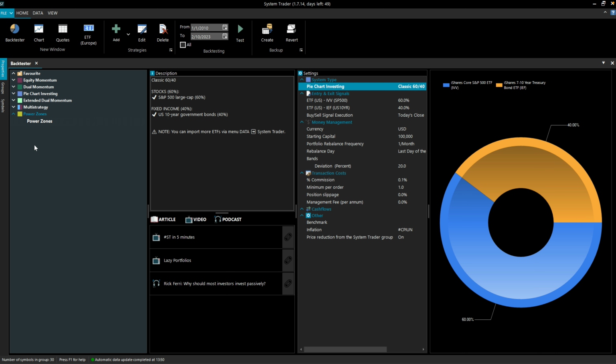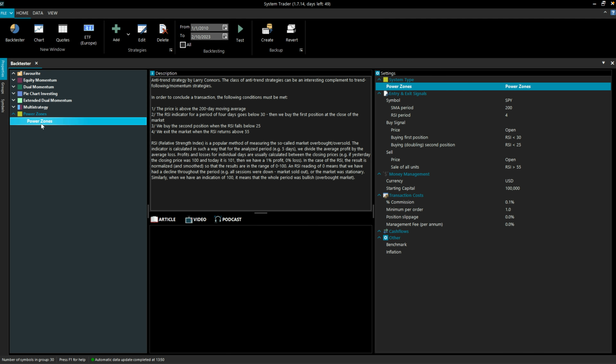And now power zones. This is a totally different strategy. It's a short-term strategy, not a long-term strategy or lazy strategy like all the previously described strategies. And it's also not a trending strategy. It's just the opposite. It's an anti-trend strategy. And this strategy was described by Larry Connors in his book. And again, I had the pleasure to have Larry Connors on my show. So I encourage you to go on my website and listen to our discussion with Larry Connors.